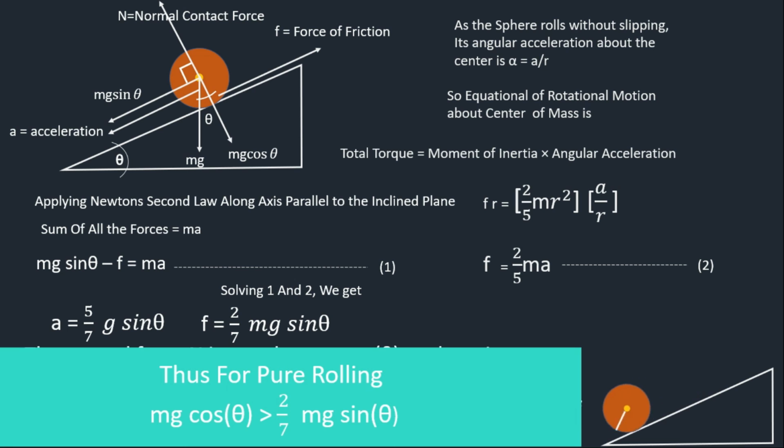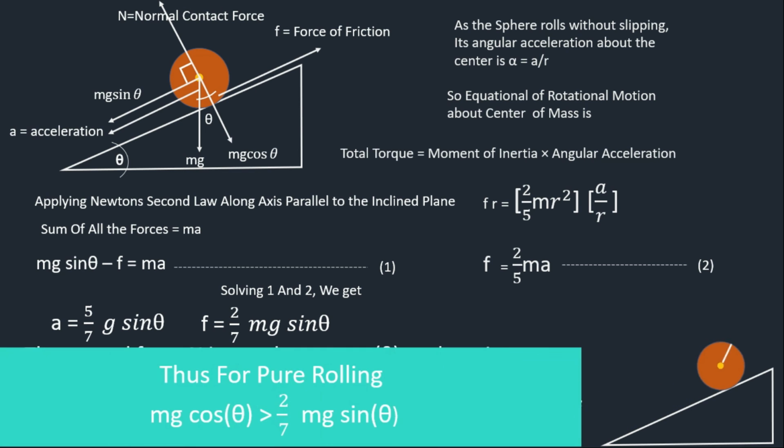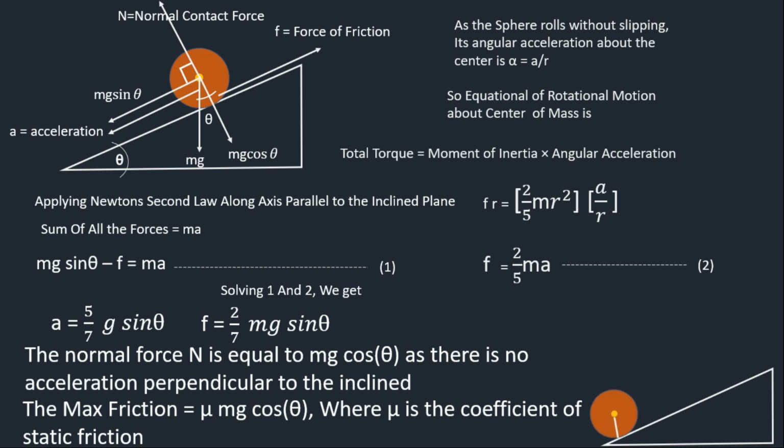Now moving further, for pure rolling, mu times m g times cosine of theta must always be greater than the force of friction. What is the meaning of this? Here we can say that the maximum friction is equal to mu times m g times cosine theta, and this must always be greater than the force of friction.